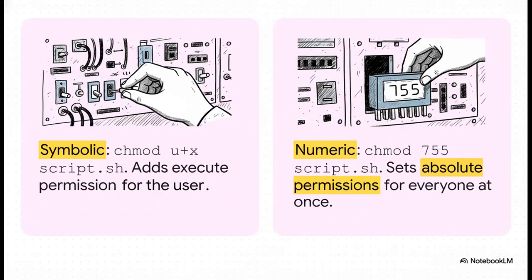The main command for changing permissions is chmod. Now, you've got two main ways to use it. The symbolic method is awesome for making little tweaks, like adding execute permission just for the user. That's u plus x. But the numeric method is for when you want to set the entire permission set for everyone all at once, like making a script ready to run with chmod 755.